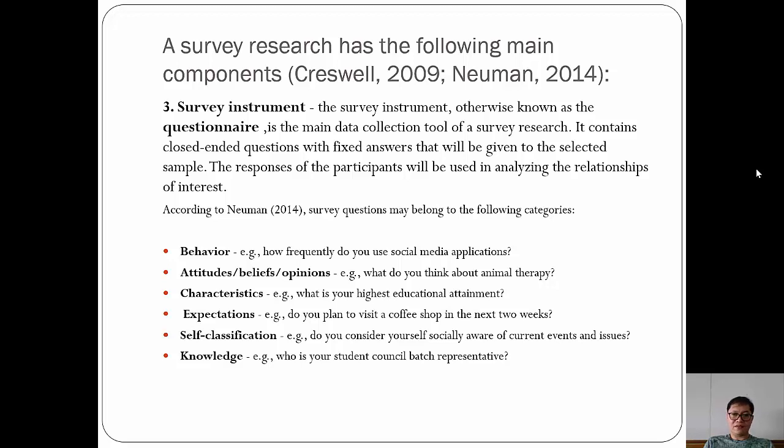Expectations, do you plan to visit a coffee shop in the next 2 weeks? Expectation. So you can create a survey on that. Self-classification, like, do you consider yourself socially aware of current events and issues? So, you can ask questions on that. Knowledge, who is your student council batch representative, that is knowledgeable, no? So, knowledgeable ba siya? Kinsay president, like kinsay class presidents.